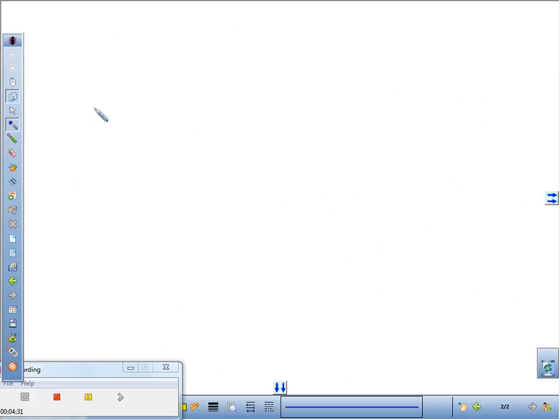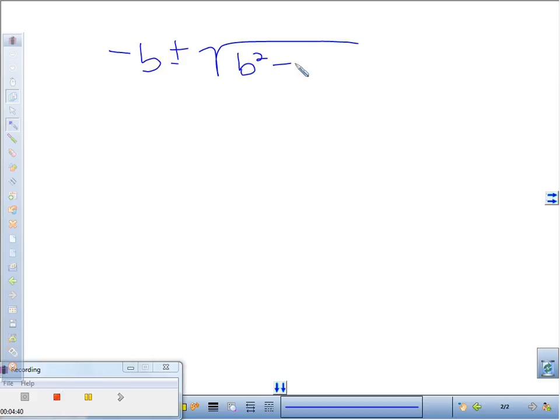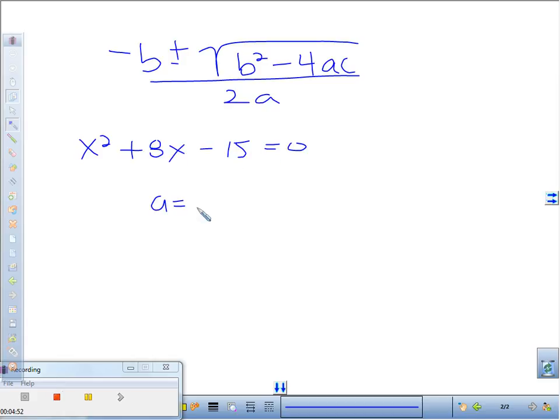Okay, so with the quadratic formula, negative b plus or minus the square root of b squared minus 4ac over 2a. So we're not going to work the whole thing out. I'm just going to ask you to tell me what the a, b, and c are for this. What's the a, b, and c? Go. And you plug it all in.